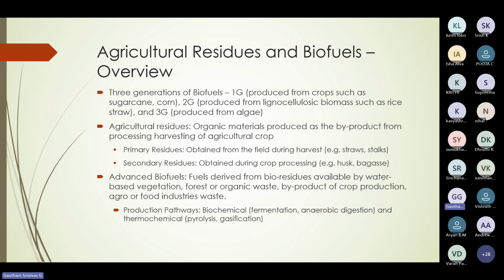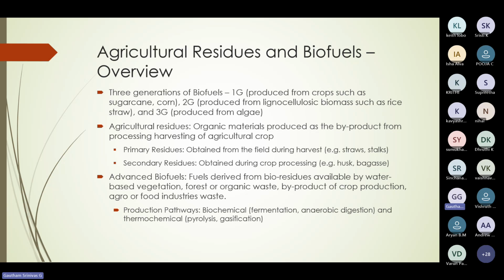But then the bagasse, what is bagasse? You remove the juice, and what is remaining is bagasse. You can get that only after processing in an industry, in sugar mills. And we know about advanced biofuels. What are advanced biofuels? Advanced biofuels are anything but the first generation. So second generation, third generation, they are all advanced biofuels.